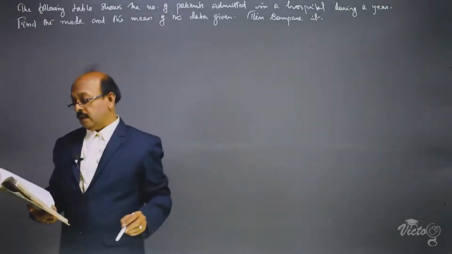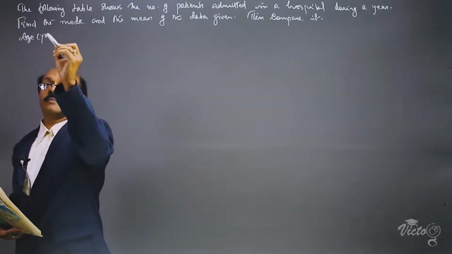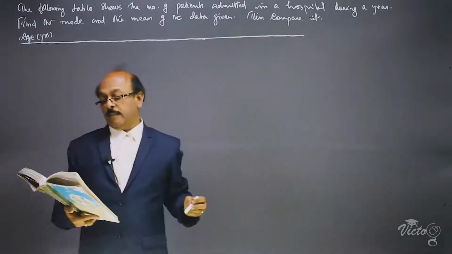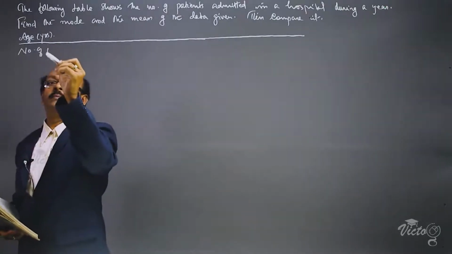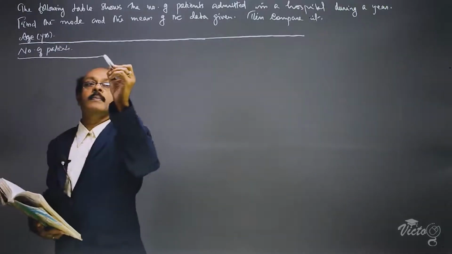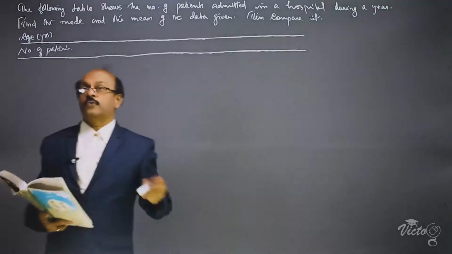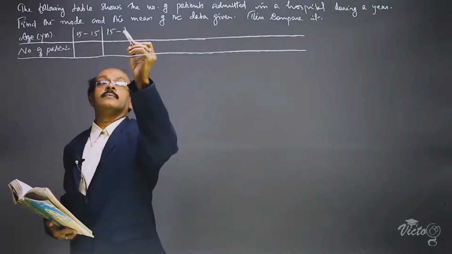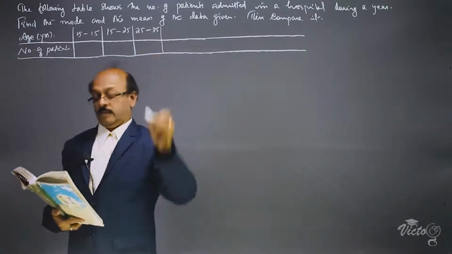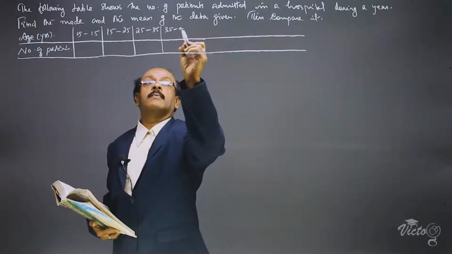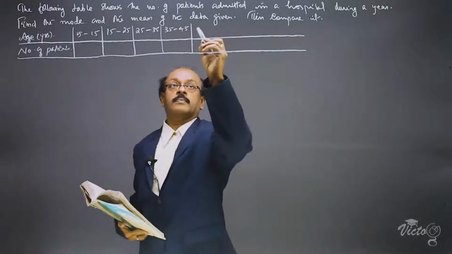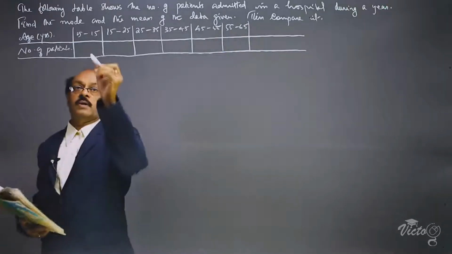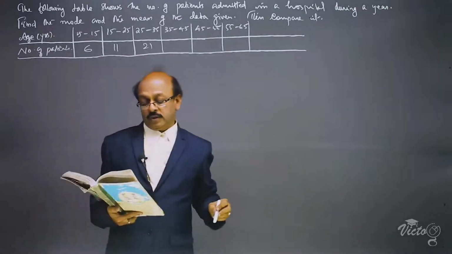This is the question. Age in years: 5-15, 15-25, 25-35, 35-45, 45-55, 55-65. Number of patients: 6, 11, 21, 23, 14, 5.